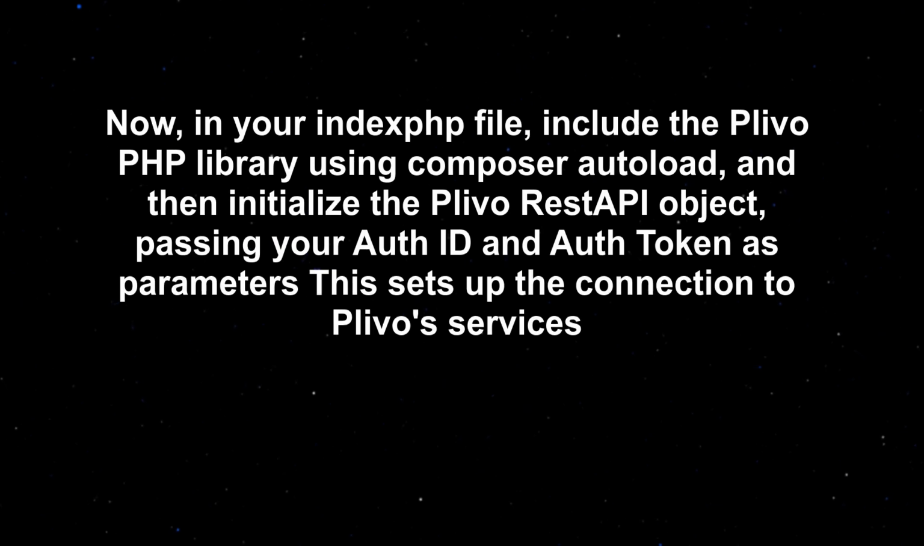Now, in your index file, include the Plivo PHP library using Composer Autoload, and then initialize the Plivo RestAPI object, passing your Auth ID and Auth token as parameters. This sets up the connection to Plivo's services.